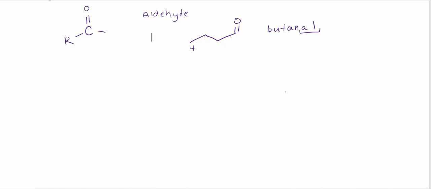Now, if we remove that H and we put a different alkyl group there, then what we have is called a ketone. A ketone is a carbonyl that's somewhere along the carbon chain.